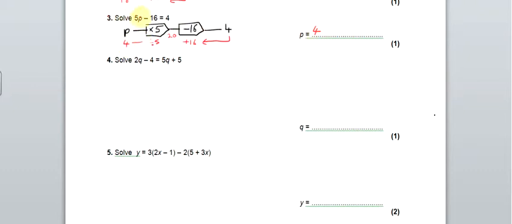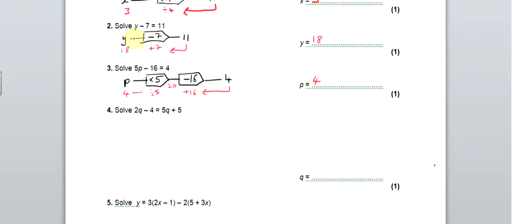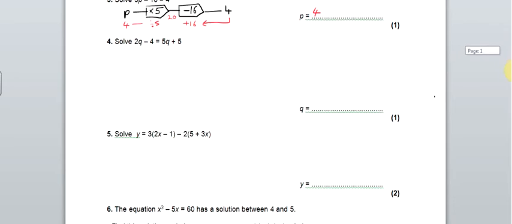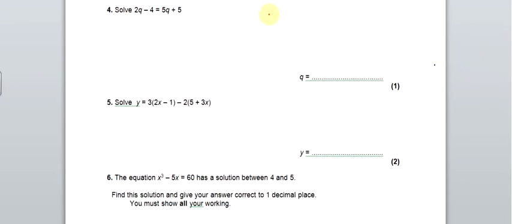You should know that there's only one possible number that will work in this. P can't be anything other than 4, in the same way that y could only be 18 in this one, and in the first one, x could only be 3. So you are looking for a unique solution. There isn't another one. There are some equations that have more than one solution, but they won't be in the foundation paper. Okay, question 4.